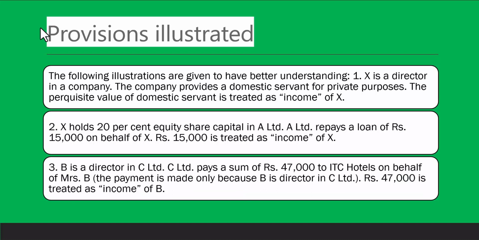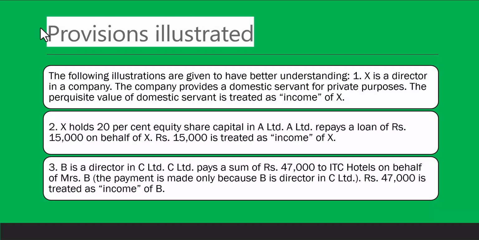Third, B is a director in C Limited. C Limited pays a sum of rupees 47,000 to ITC Hotels on behalf of Mrs. B. The payment is made only because B is director in C Limited. Rupees 47,000 is treated as income of B. Now B is a director in a company called C Limited, and C Limited has paid 47,000 rupees to ITC Hotels on behalf of Mrs. B. Maybe she has stayed in a hotel. Mrs. B is the wife of B.